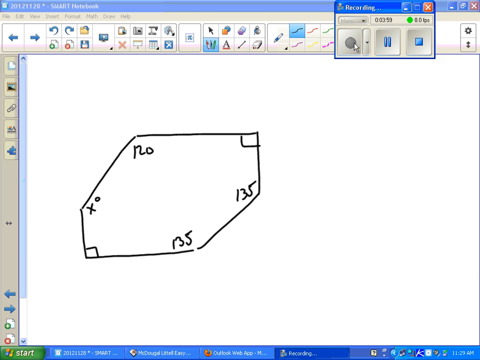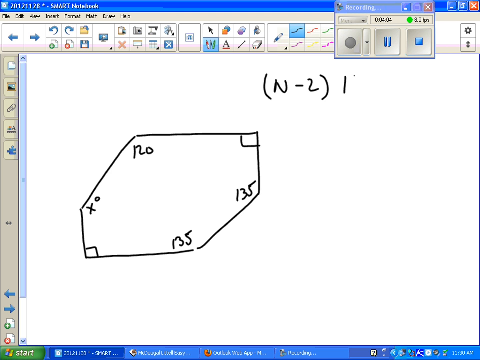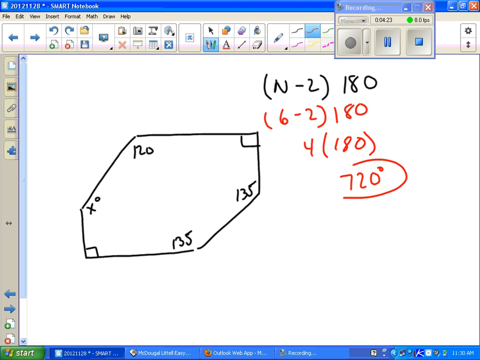Okay, so this one you're dealing with a six-sided figure. You're going to use the same formula, n minus 2 times 180. Again, it's not divided by n because it's not a regular polygon. That's what you keep trying to do. You're going to plug in 6 since it's 6 sides in place of n. So 6 minus 2 is 4 times 180. When you multiply those together, you get 720. That's the total degrees.